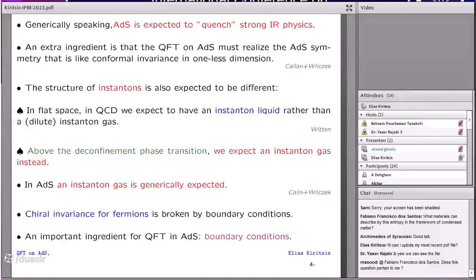There is another characteristic of AdS, that is, if you have a theory with fermions, then chiral invariance is always broken by boundary conditions, and this brings to the fore something which is very important when you put quantum field theories in AdS. Boundary conditions are crucial in what eventually the dynamics will be in the bulk.